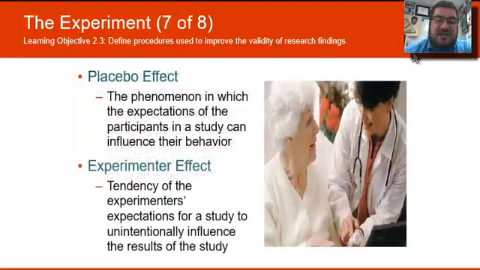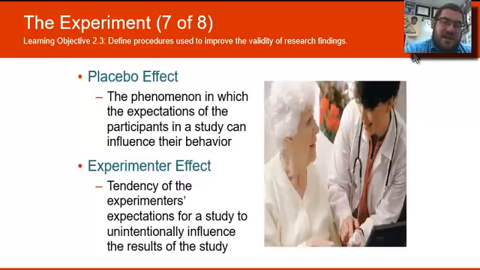Experimental hazards. Let's talk about the placebo effect, which is the phenomenon in which the expectations of the participants in a study can influence their behavior. So if you're getting a drug that could cure cancer, let's say, and you're in the control group, they're going to give you a sugar pill as a placebo so that you still think you're taking something. But just the mere expectation that you are taking something that can help cure your cancer can make you improve. The human body is an extraordinary thing, and it can do some very powerful things, some of which we're not even aware of most of the time.